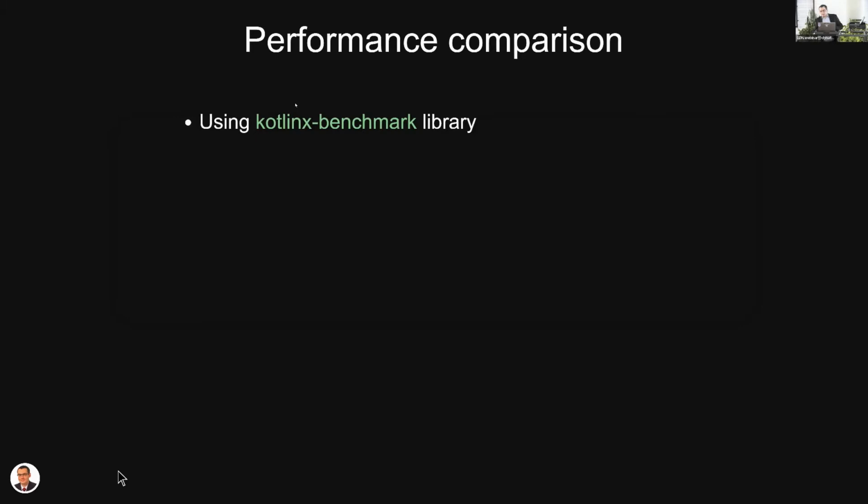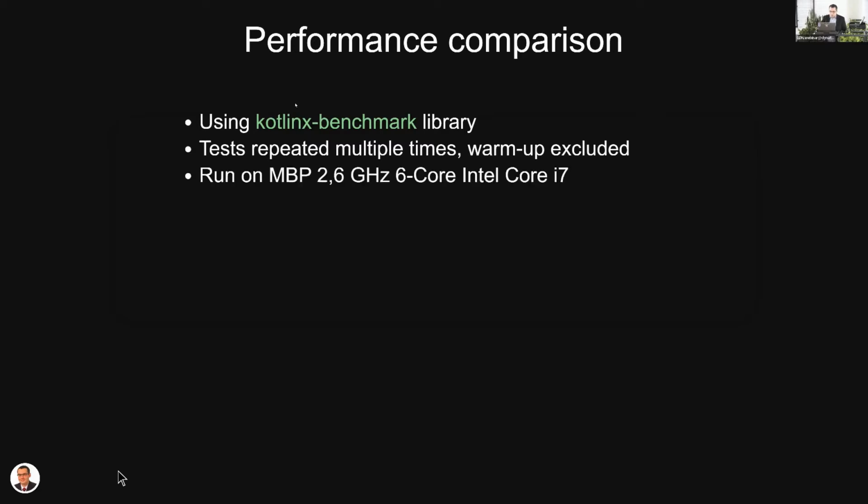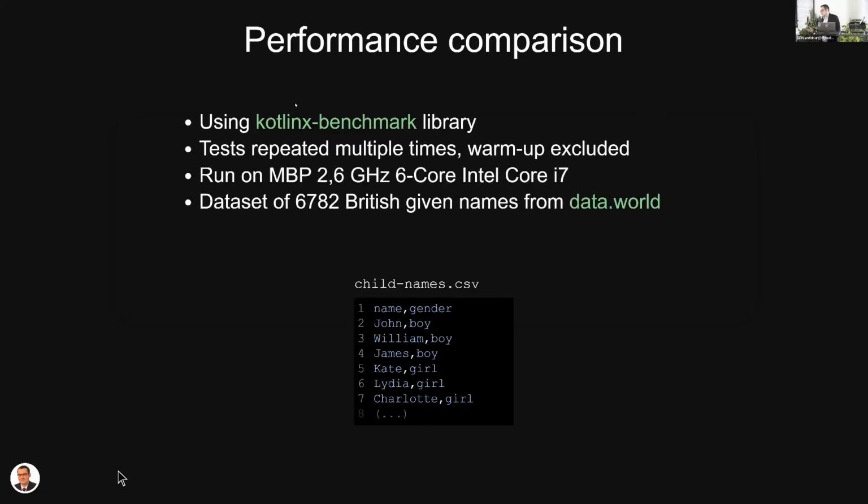Okay, so I did some performance tests on this code and all the other code that I'm showing to you. I've been using the kotlinx-benchmark library. I've run this test multiple times and excluded the warm-up time on the MacBook, and using not only like 8 names, because it's not enough to check anything. I've downloaded a set of almost 7,000 British names from some data science site. And we're going to operate on those names during the whole presentation.